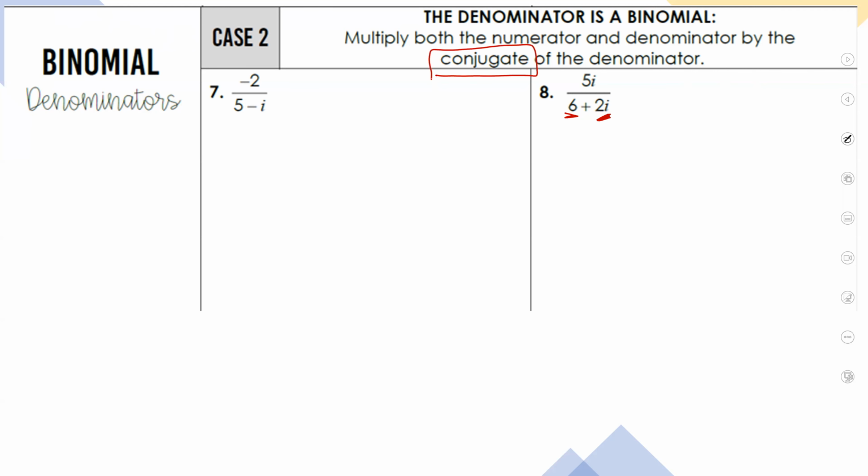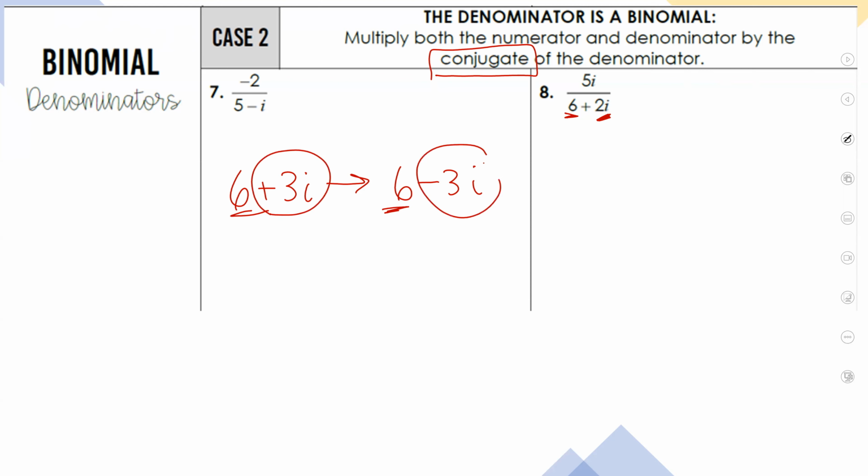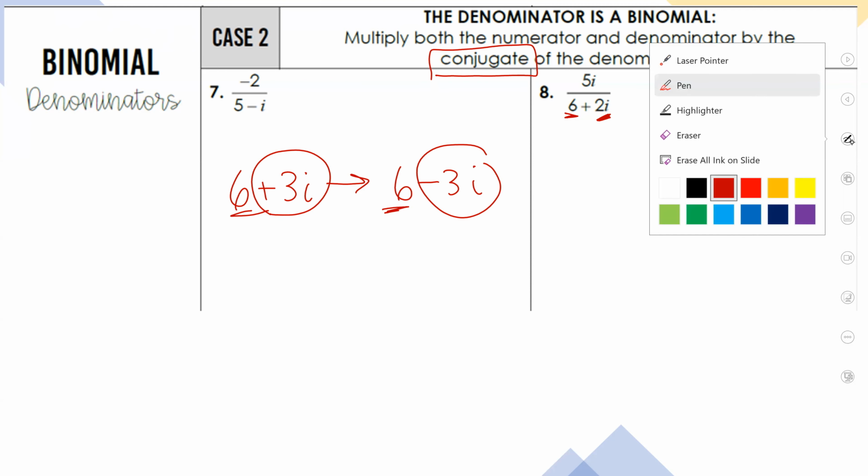And guys, if you remember from the last lesson, a conjugate, let me show you what a conjugate is. If I have 6 plus 3i, the conjugate would be 6 minus 3i. The real part stays the same. The imaginary part, the sign changes. That's what a conjugate is, okay? So that's what we're going to multiply.